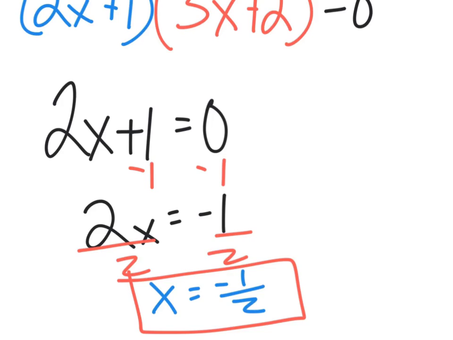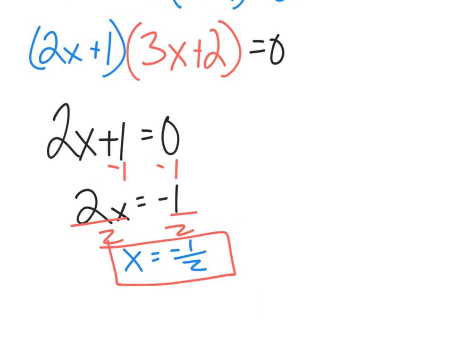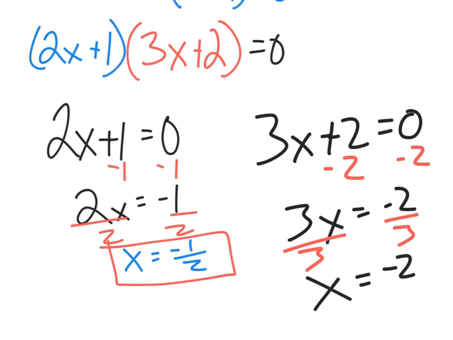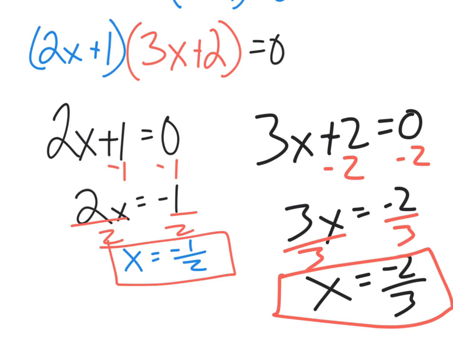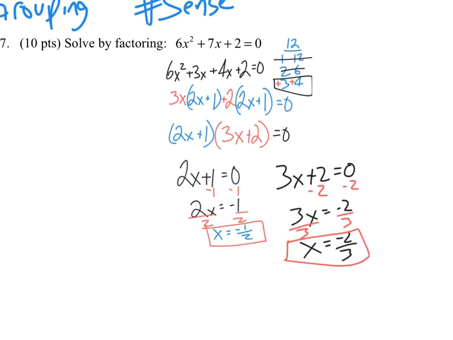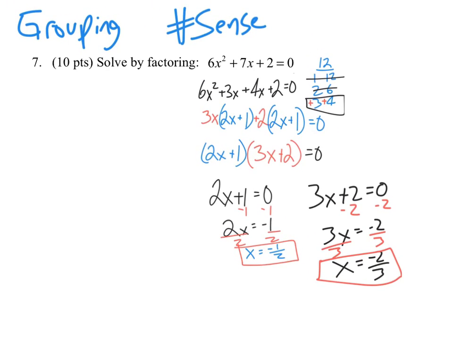Let's take a look at the second root. I can see that it's 3x plus 2 equals 0. Let's subtract 2 from both sides. We've got 3x equals negative 2. Then, of course, divide both sides by 3, and x equals negative 2 over 3. We've got our second root. Beautiful. Negative 1/2 and negative 2/3. That, ladies and gentlemen, is our answer. We just factored that. That was a lot of work, but that was actually kind of fun. Now let's jump into the number sense method.